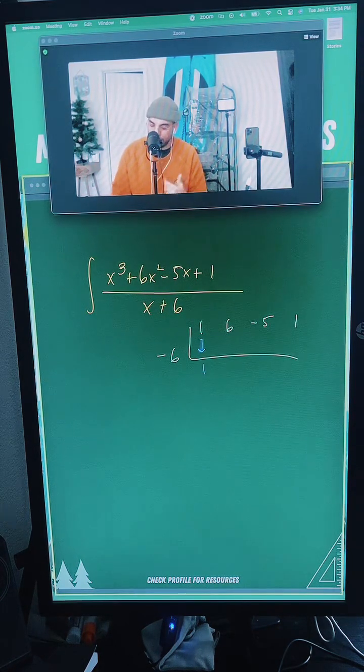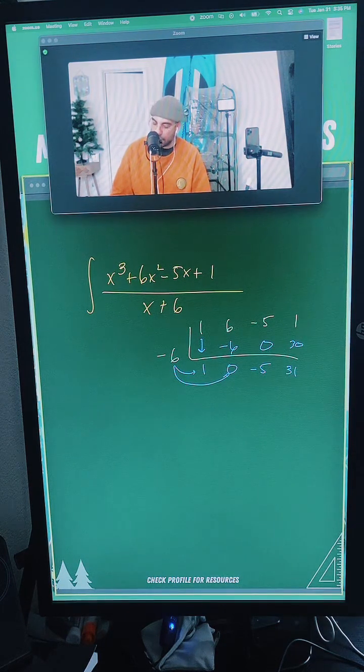We drop down the 1. We multiply by the -6, which is -6. Then 1 plus -6 is -5, or I'm sorry, -6 times 0 is going to be 0. And then we multiply again. That's going to be 0. -5 plus 0 is -5. -6 times -5 is going to be 30. And we add this together, it's going to be 31. Okay, so we have a remainder, but that's okay.